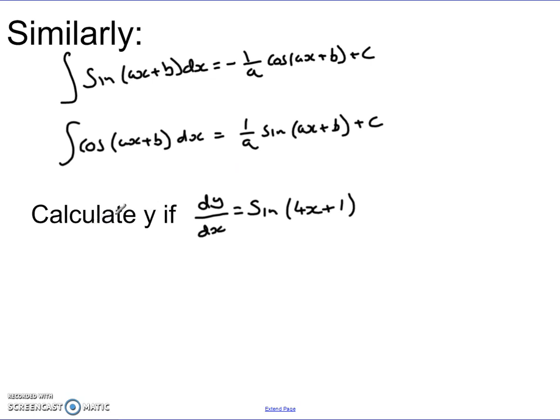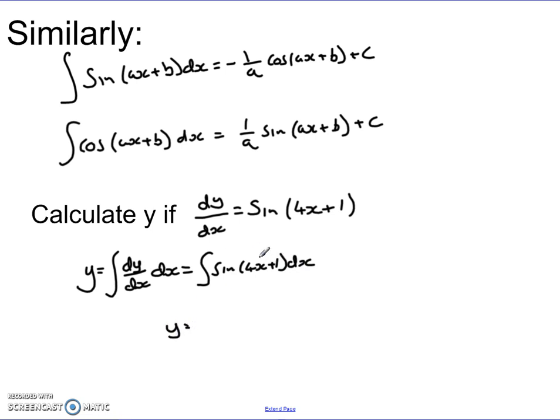So again, a couple of examples, just to illustrate it. Calculate y if dy by dx equals sine of 4x plus 1. Again, remember the fact that y is the integral of dy by dx, so we're calculating our integral. Substitute it in, so we get the integral of sine of 4x plus 1 dx, and then it's a case of solving it using the form that we know. So it's sine of 4x plus 1, so it's this one here, sine of ax plus b. And in this case, a is 4, b is 1.